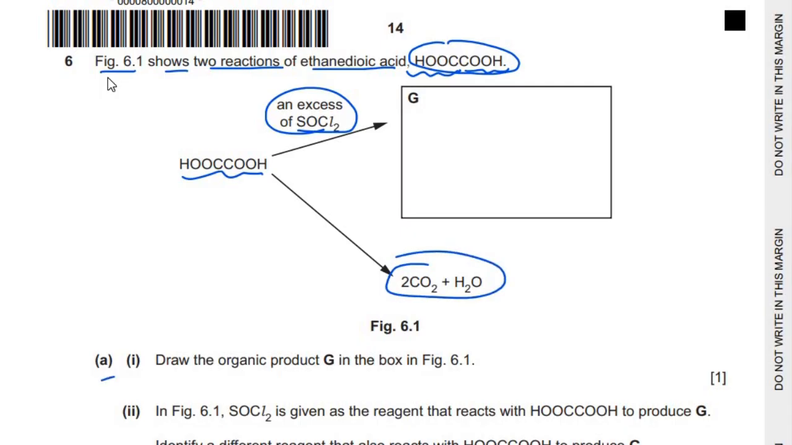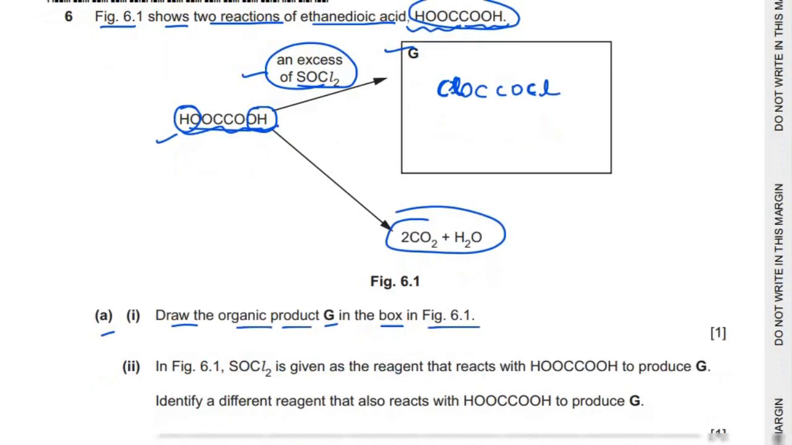Now question 1A is draw the organic product G in the box in figure 6.1. Now in figure the box G, ethane dioic acid is reacting with the thionyl chloride. Now thionyl chloride is a chlorinating agent, and it removes the OH of the carboxylic acid and is replaced by chlorine. So the product also will have the same, we are removing the OH of the carboxylic acid from both the carboxylic groups, and we are adding chlorine. So this is the final product. OH from both the carboxylic groups is removed and it's replaced by chlorine on both sides. So this is how it works.